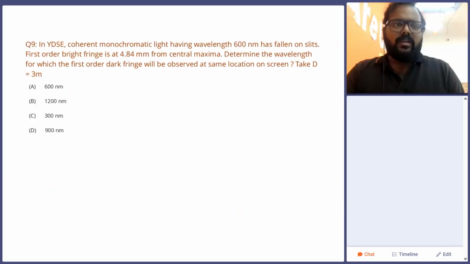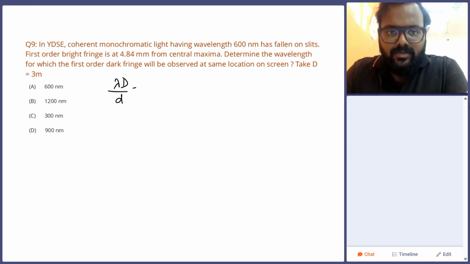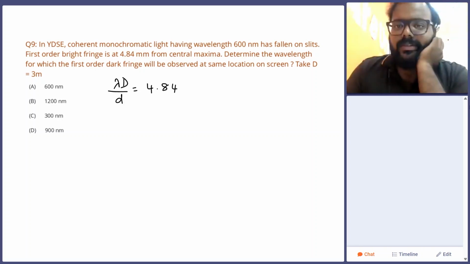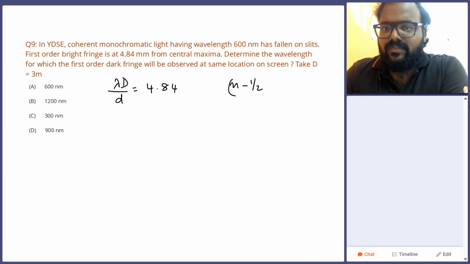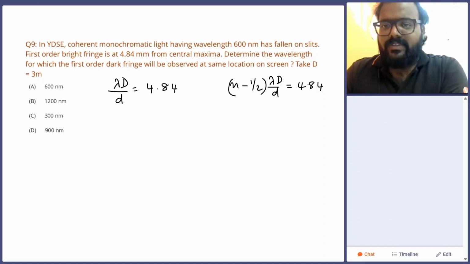Next one. In a Young's double slit experiment, coherent monochromatic light of wavelength 600 nanometers has fallen on slits. The first bright fringe is lambda D over d, this is 4.84. Now, from the central maximum, determine the wavelength for which the first order dark fringe, first order dark fringe, this is (n minus half) lambda dash D by d, should also be 4.84. That's what they said, and this is lambda dash.